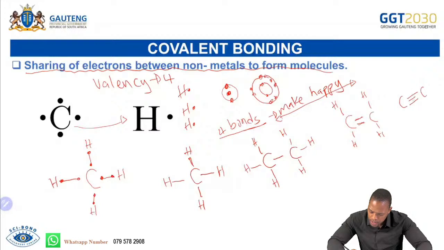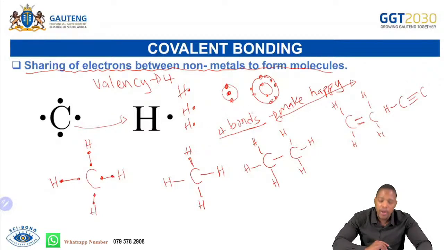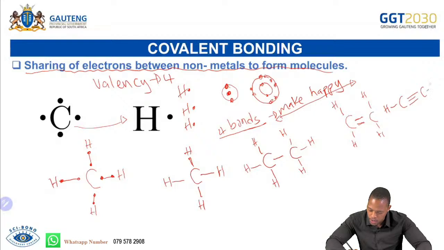Once they have formed triple, this carbon has 1, 2, 3 bonds. So it only needs 1 more to be happy. Because remember, carbon is happy when carbon has 4 bonds. And then this one is also going to need only 1 hydrogen to be happy. Again, remember, we need what? 4 bonds to be happy because it's 1, 2, 3, 4. So what I'm trying to show you there is the type of bonds that carbon can form.